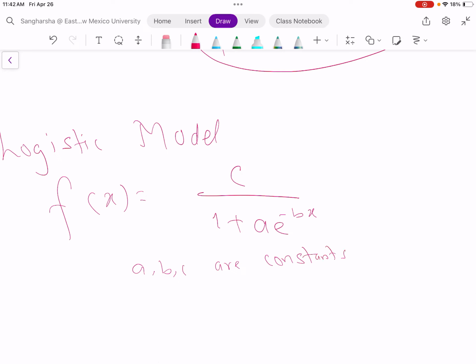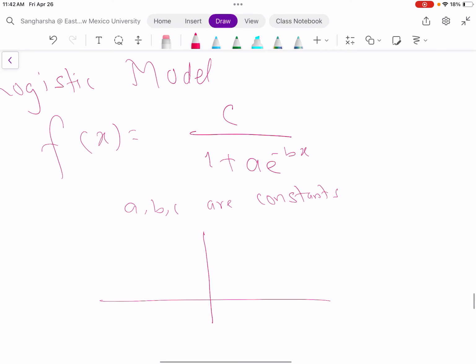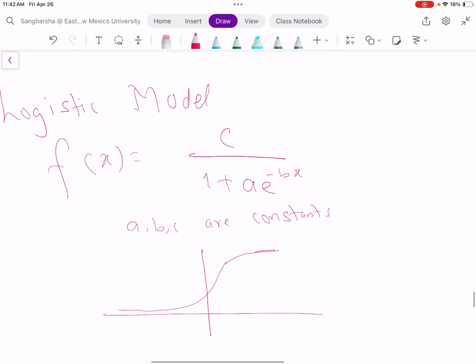So they use this model, it means they use this function. And we need to find what a, b, c are from the data given to us. We can find that. And the graph of this function looks like this. If we draw a graph of this logistic model function, we're going to get a graph like this. This is the graph for the logistic model.